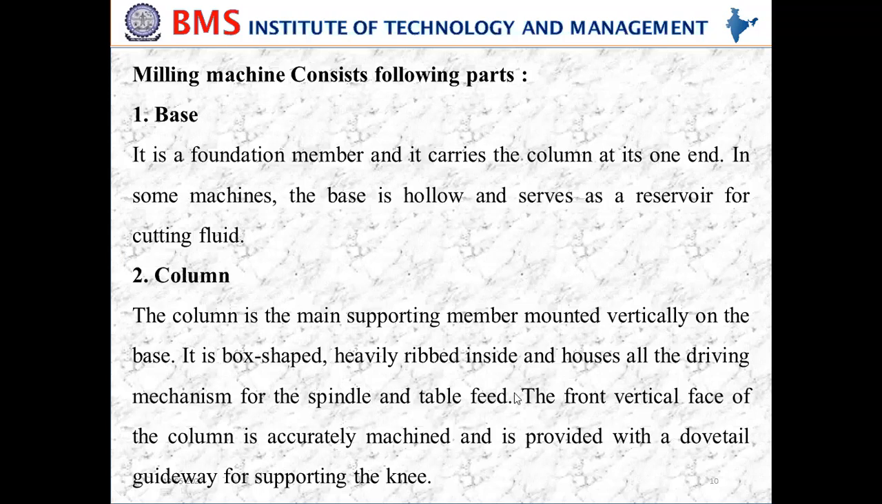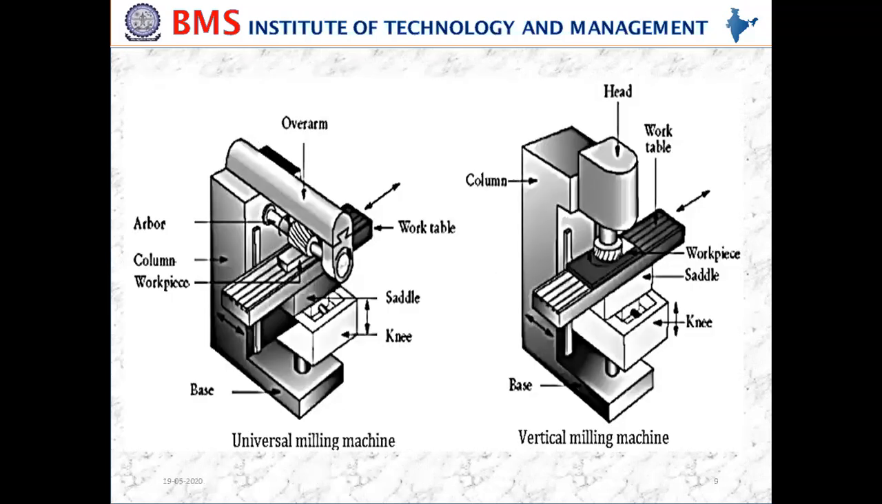The front vertical face of the column is accurately machined and provided with dovetail guideways for supporting the knee. See here, this is called the knee. For the movement of this knee, there should be guideways. These are the vertical guideways which you can see, provided on the column to support the knee.